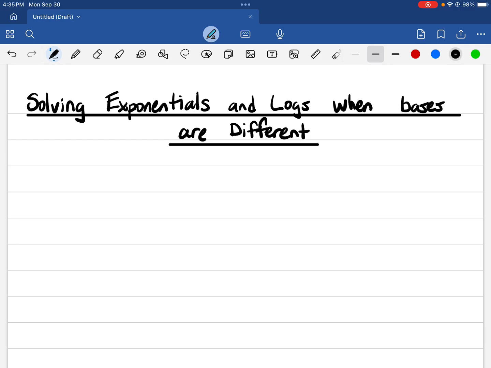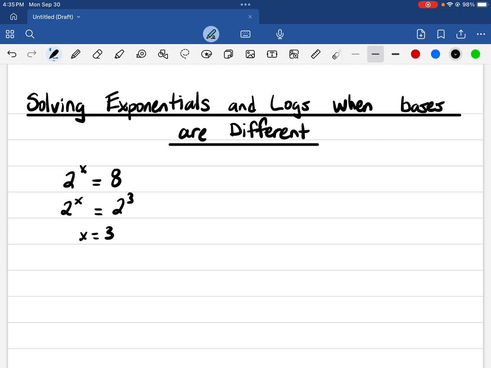So for instance, just to bring back up something we've already looked at, if we had something like this, 2 to the x equals 8, we've talked about how we can rewrite 8 as 2 to the third, and then we can drop those bases and set those exponents equal.